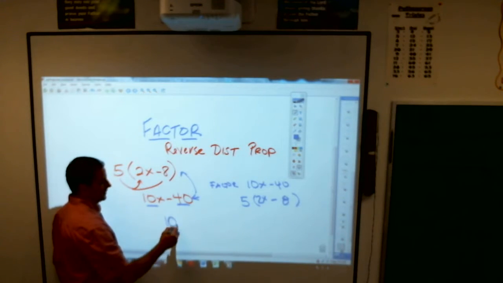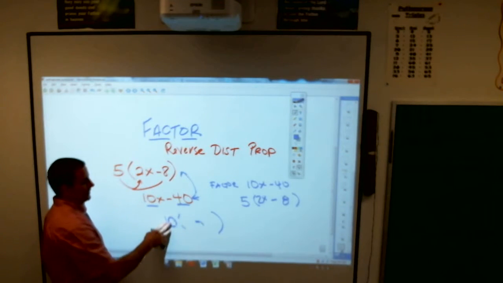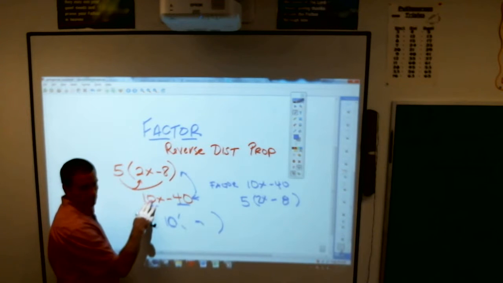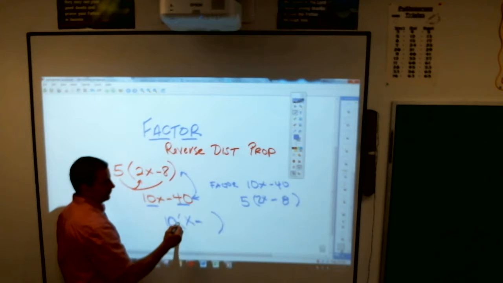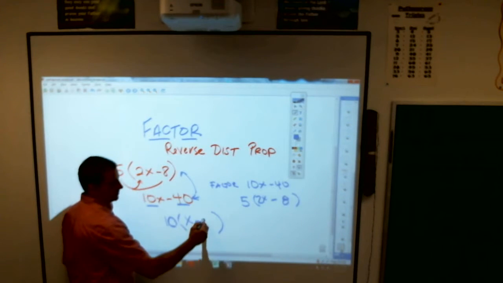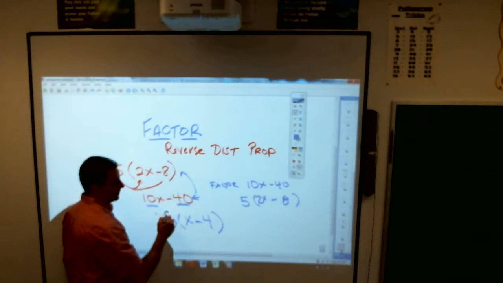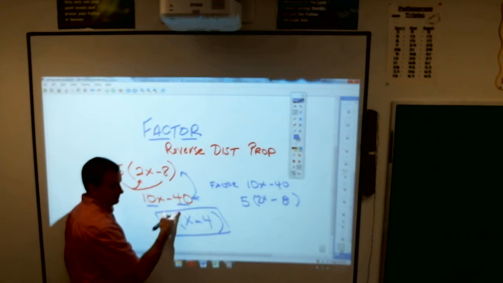Now, here's the question I have. If you take a 10 out, you still have that minus there. 10 times what is 10x? Just an x, or a 1x if you want. And then 10 times what is 40, which is 4. This is this thing factored.